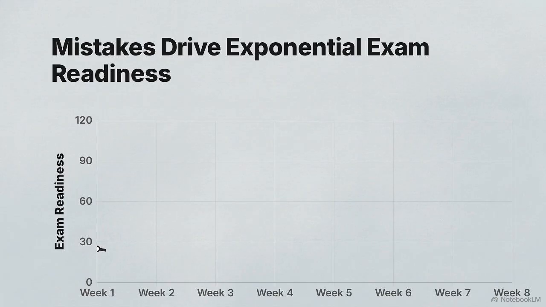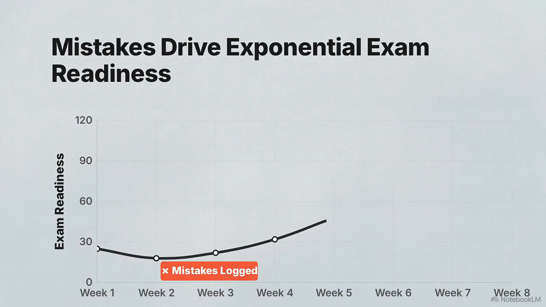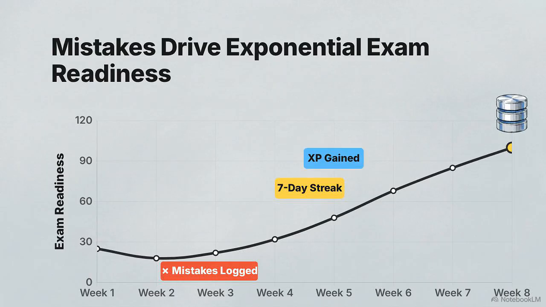This graph tracks repeating the daily time versus accuracy loop. You see a slight dip early on as mistakes are logged, but the line climbs exponentially across the weeks. The dashboard visualizes this progress using 7-day streaks, XP gains, and week-over-week score comparisons.